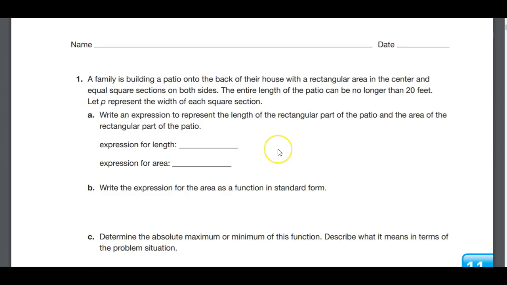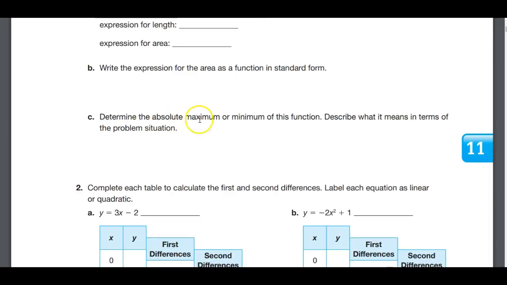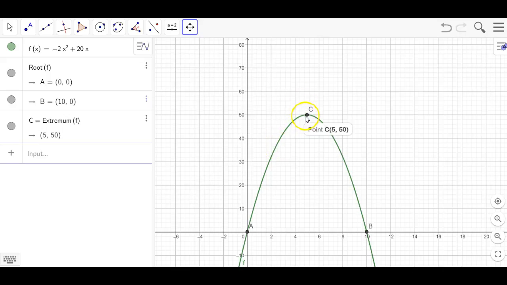And we're going to determine the absolute maximum and minimum. What does it mean in terms of the problem situation? So this maximum, what does it mean? Well, we were talking about the area. The function was to calculate the area of that rectangle, right?